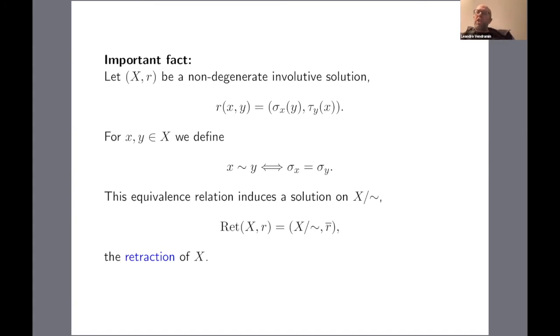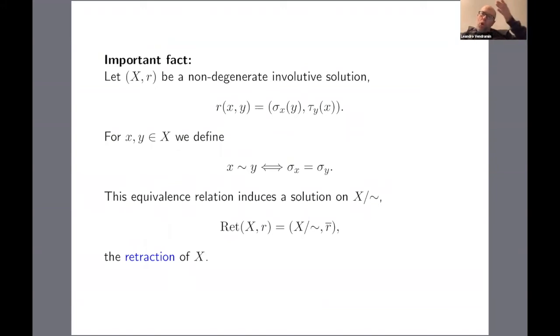So you start with a non-degenerate involutive solution written like this, and we are going to define an equivalence relation on X given by this. X is equivalent to Y if and only if sigma of X is the same as sigma of Y. It is easy to prove that this is an equivalence relation, but what is interesting is that if you quotient out X by the relation, then you still get a non-degenerate involutive solution. And this new solution is known as the retraction of X, right?